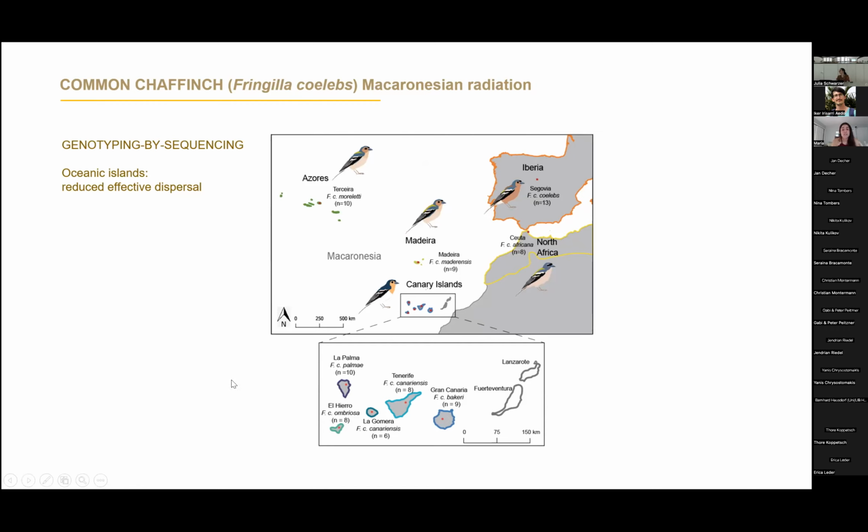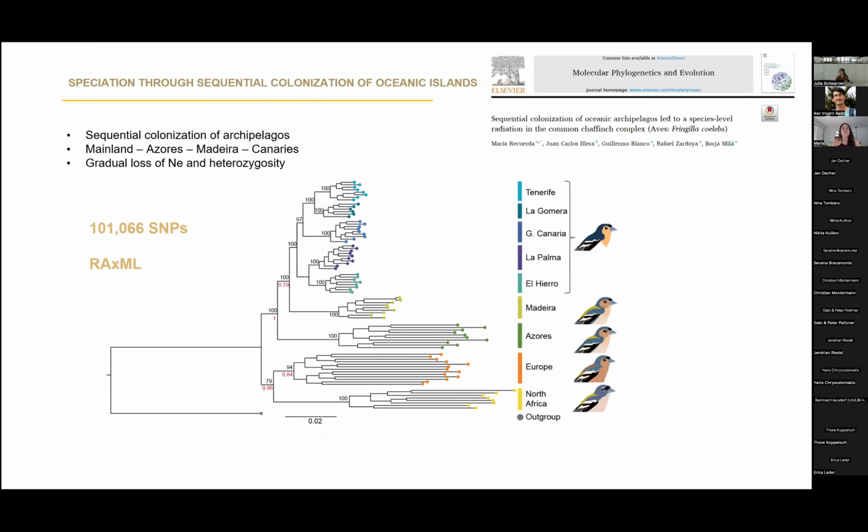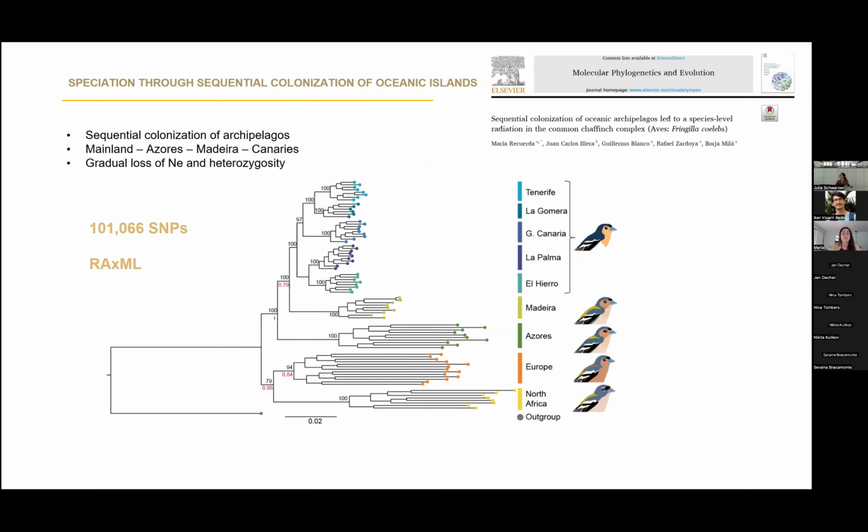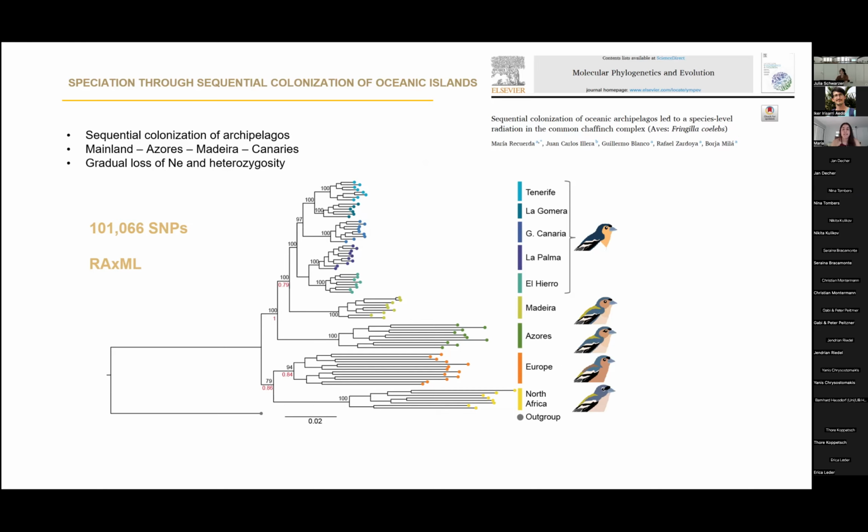So we generated genotyping by sequencing, which is a kind of RAD-seq. We have multiple loci spread along the genome, including populations from the Iberian Peninsula, the north of Africa, and the three Atlantic archipelagos where the common chaffinch is present, including the Azores, Madeira, and the Canary Islands. Using this genomic data, we built a phylogenomic tree using RAxML, with over 100,000 SNPs, and we recovered that each population was a monophyletic clade.